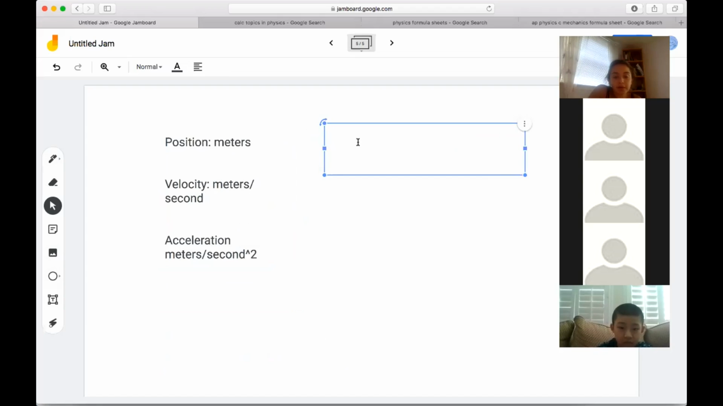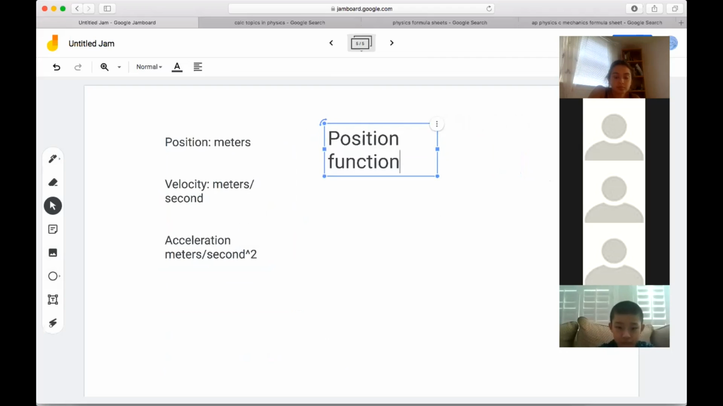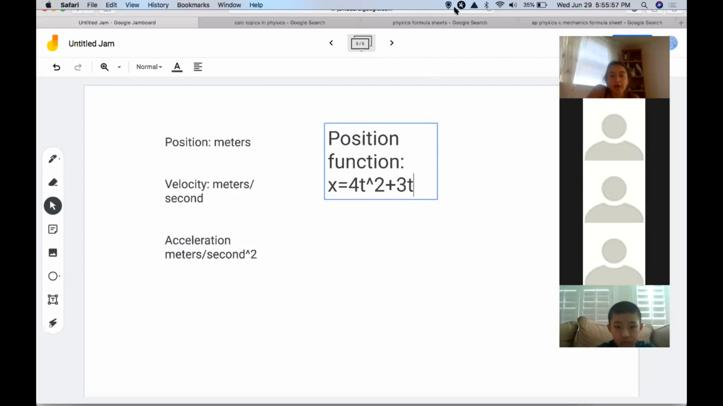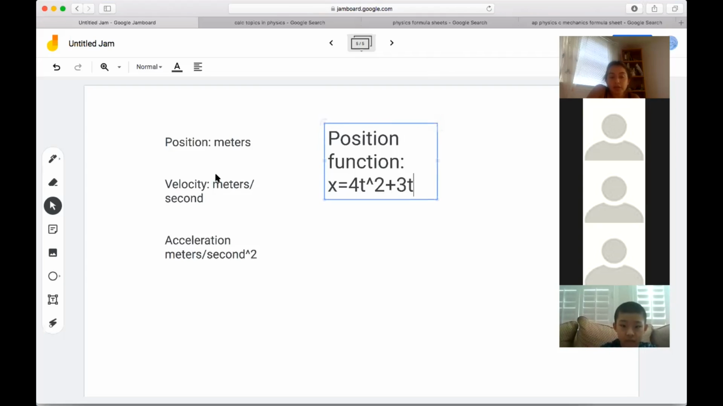So for example, let me write it out. It might tell you something like x equals 4t squared plus 3t, where t means time, so it might be in seconds. And it might ask you to find the velocity at time equals 3 seconds. So after 3 seconds, how fast is it moving? That's basically what velocity is.